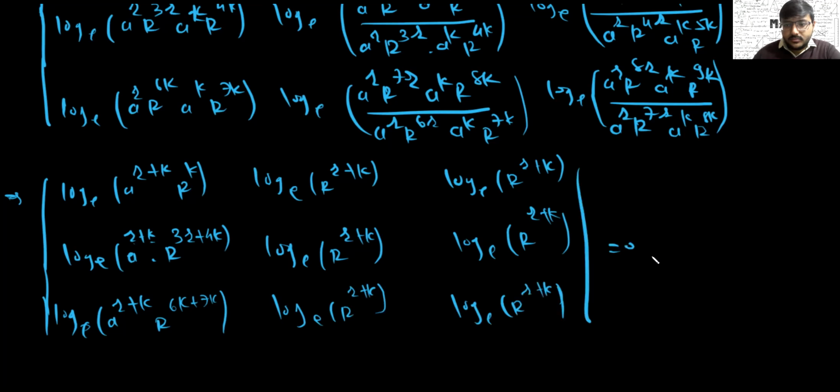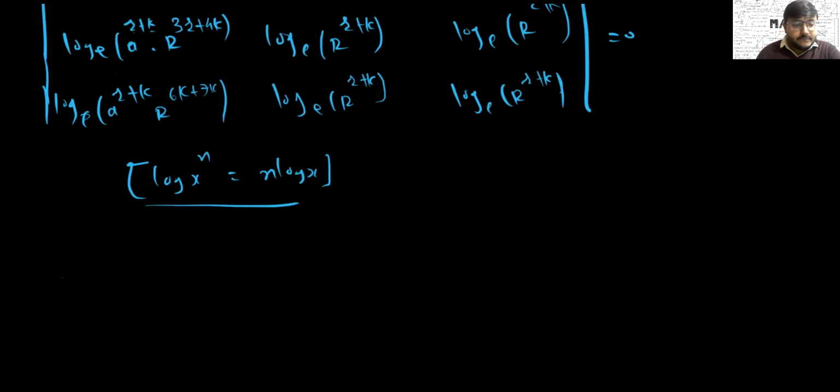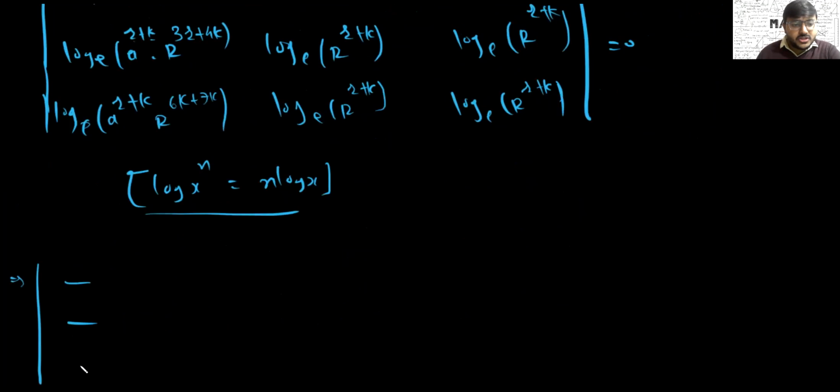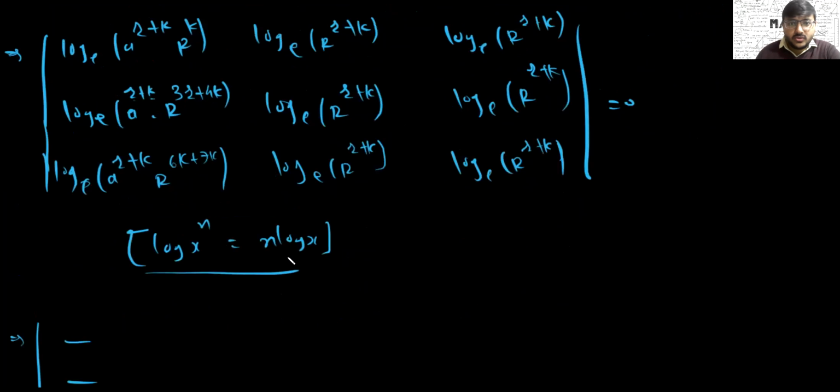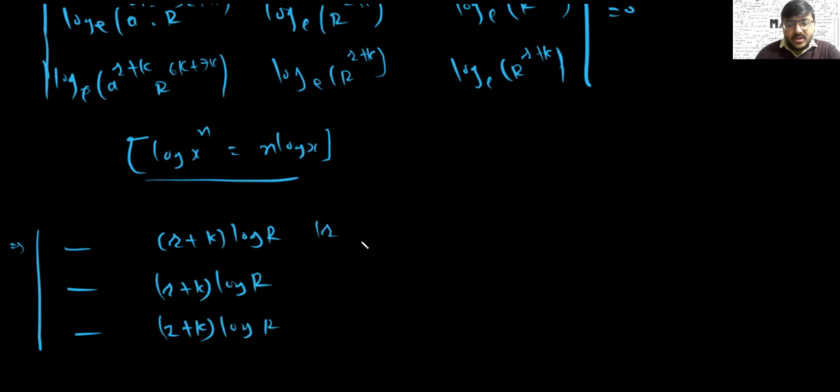Okay, equals 0. Now, as we know, one of the properties is that for log x with power n, I can take that power in the multiplication. So now just check. What I will do, I will keep this first column as it is. From the rest of the columns, I can keep log r plus k common. It will be log r plus k common, log r, same way r plus k common, log r, and r plus k common, log r equals to 0.